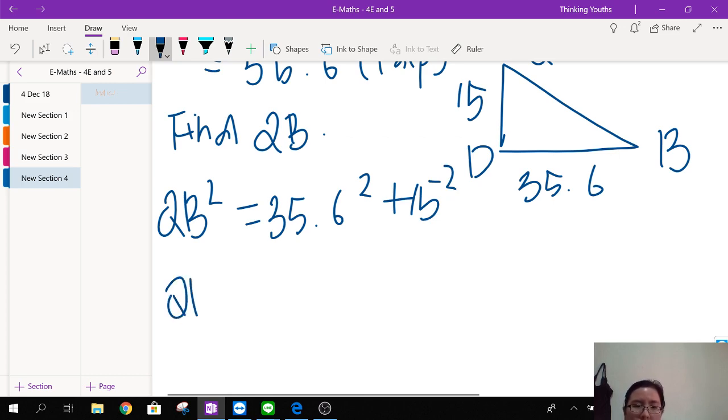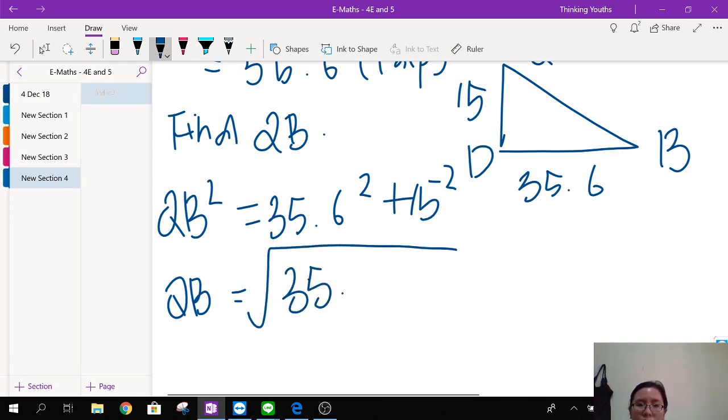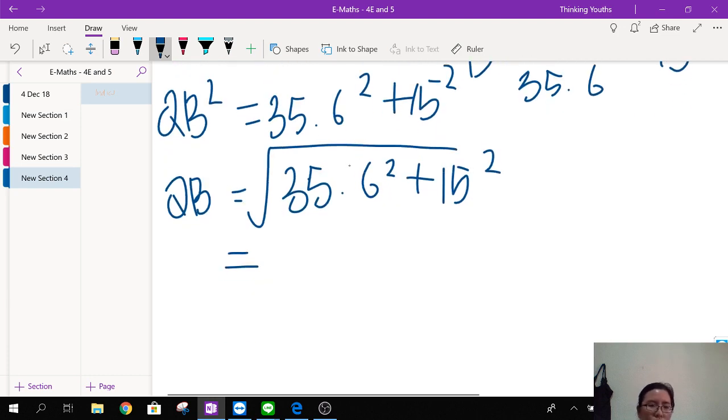So QB equals the square root of 35.6 squared plus 15 squared. The root answer should give you 38.6, 1 dp.